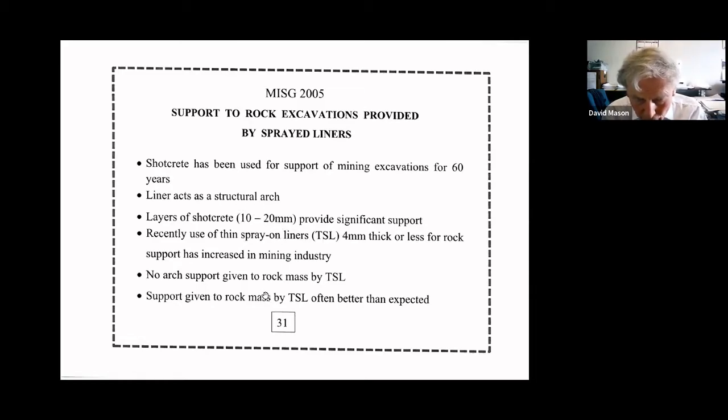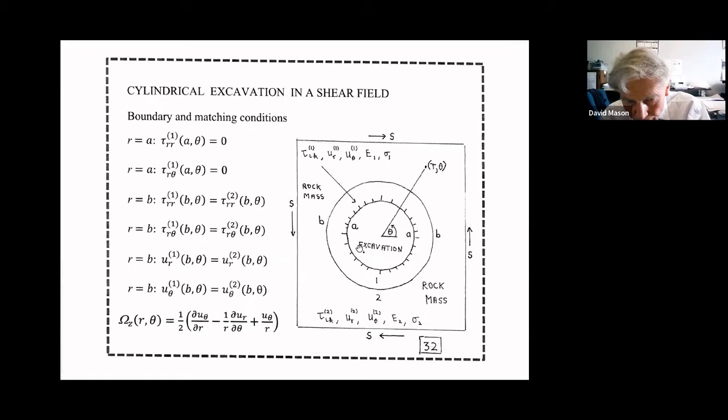But what they've been doing recently is they've been using thin spray-on liners, only 4 millimeters thick. Now, this isn't forming an arch. And they were wanting to know, why does this thin spray-on liner give such good support? This is the type of problem. This would be the liner, this is the rock mass, and this is the excavation, the tunnel.